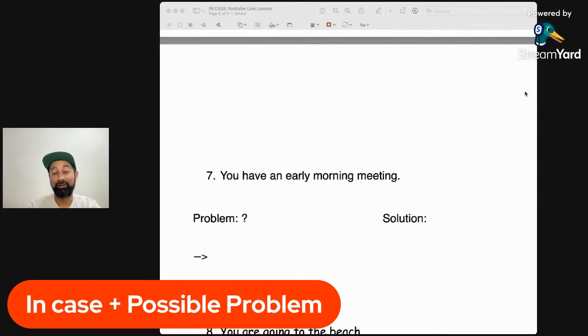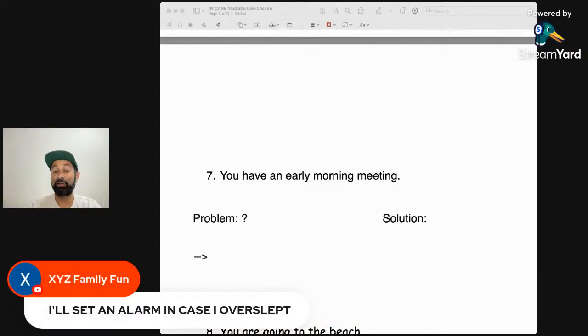I often have early morning, not meetings, but early morning lessons that I have to do. And so I'm always worried about something. So I always have a solution. XYZ's answer is I'll set an alarm in case I overslept. Almost perfect.